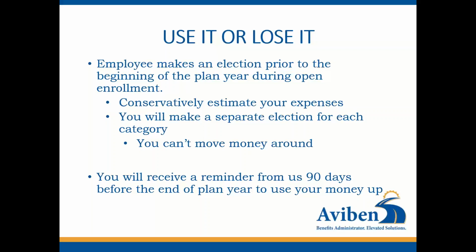So your other voluntary categories, not including the health savings account. Like I said, you make the election prior to the beginning of the plan year during your open enrollment. So we always advise to conservatively estimate your expenses, because if you do not use the money by the end of the plan year or the end of the grace period, if your plan has a grace period, then you are at risk of losing that money. You make a separate election for each category, and you can't move money between the categories either.